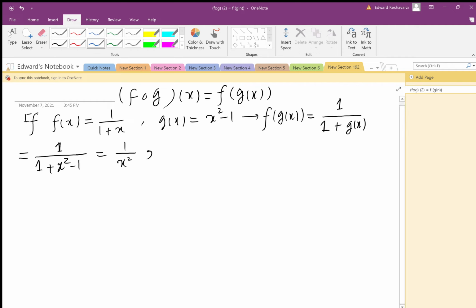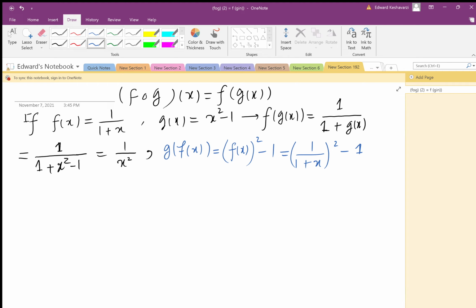Likewise, we can determine what is g of f of x, which means you replace x of g of x with f of x. So it becomes f of x squared minus 1. And since you are given the equation of f of x, we can come up with this. But this is what we learned before. Now we need to learn how to differentiate the composite function.